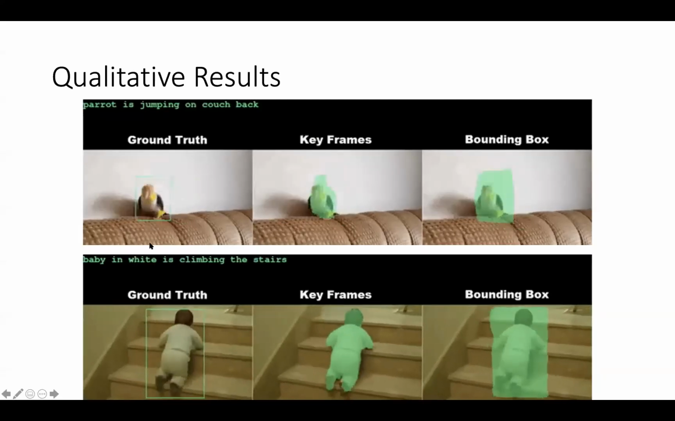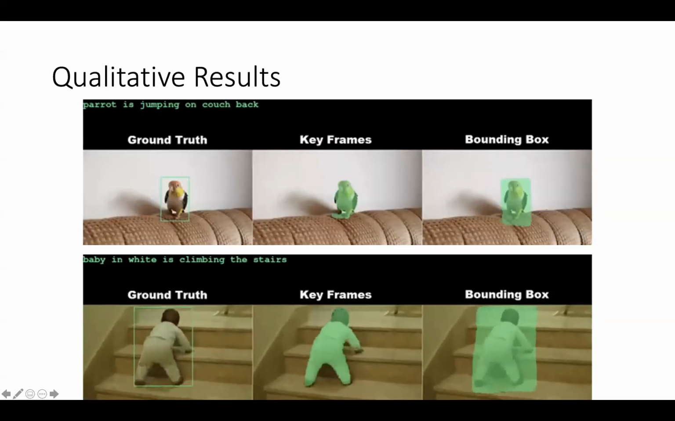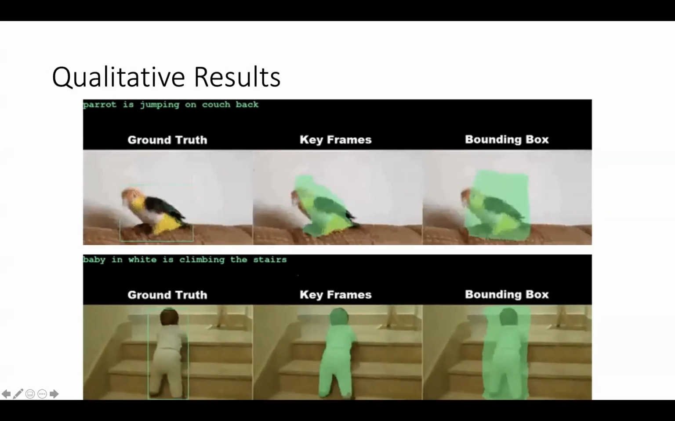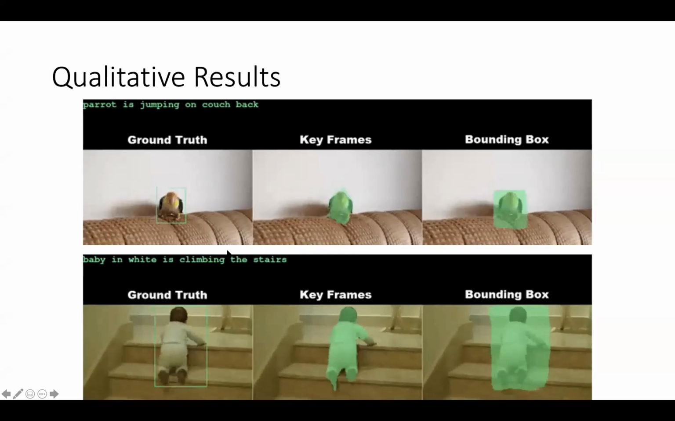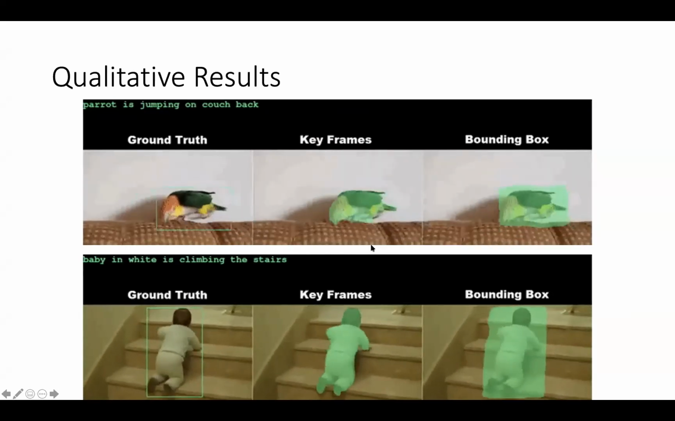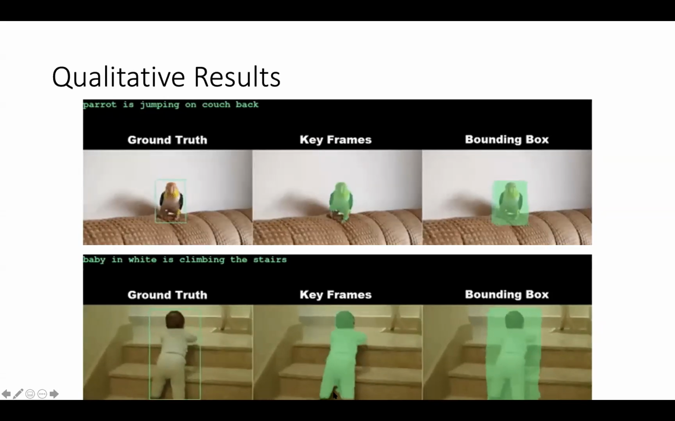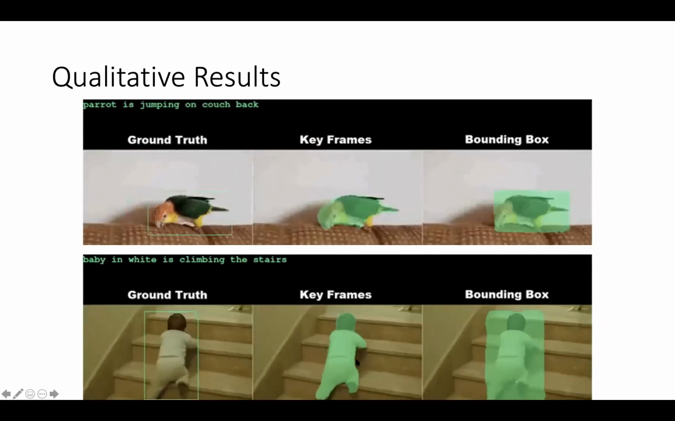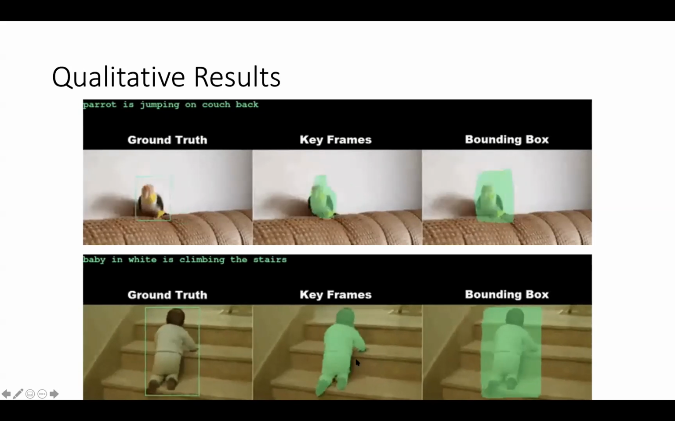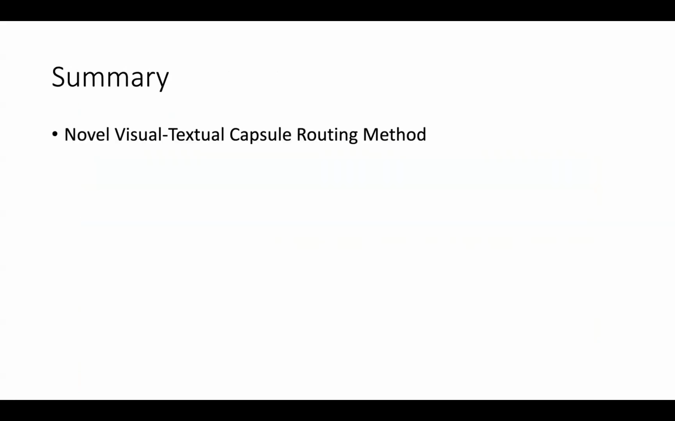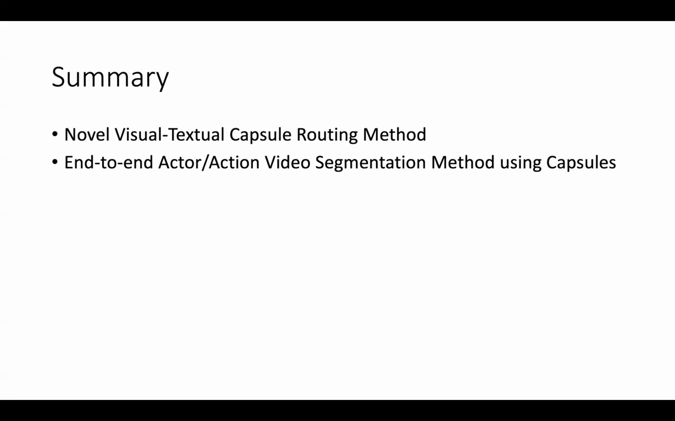So here are some video results of a parrot jumping on a couch back and the baby in white climbing up the stairs. As you can see, our network is able to correctly segment the bird and the baby. And you can see these segmentations are actually quite fine-grained. So in summary, we propose a novel visual textual capsule routing method. We also propose an end-to-end action video segmentation method using capsules, and we achieve state-of-the-art results on ATT dataset.